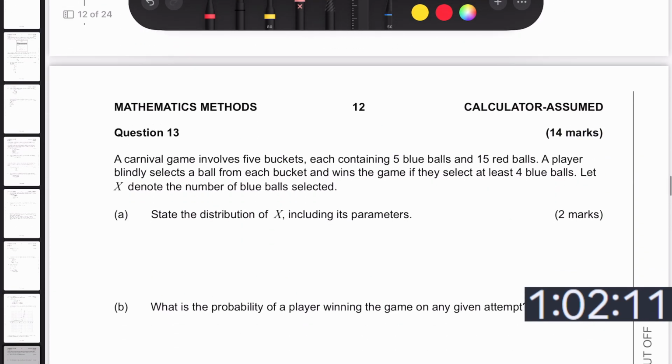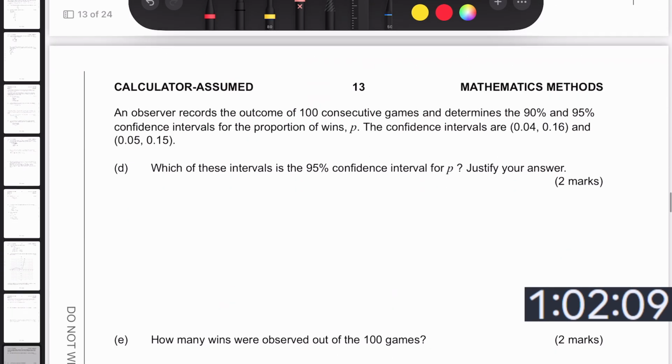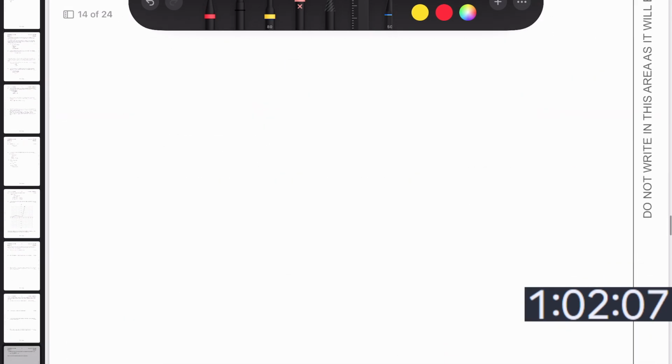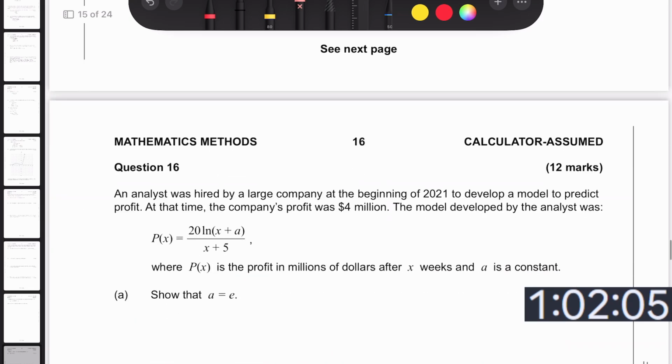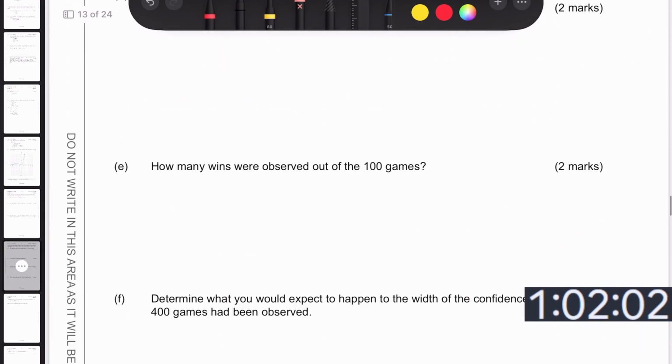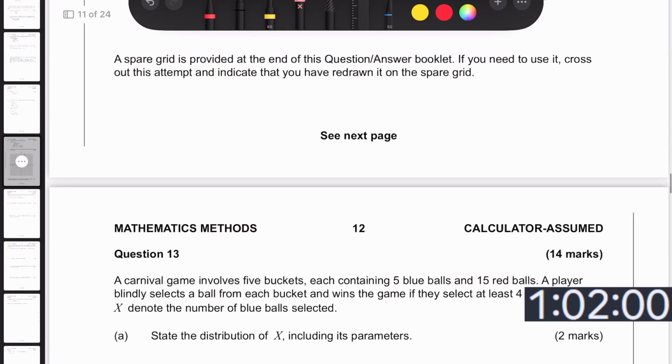Page 12. Carnival game. Oh, is there like no more calculus? Okay, there's one there. Okay, looks like calculus is coming up. Stay patient, stay patient.